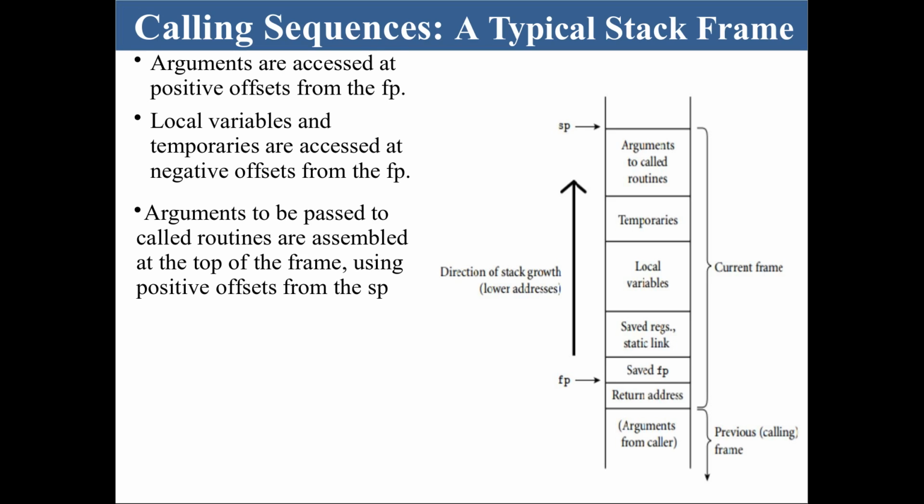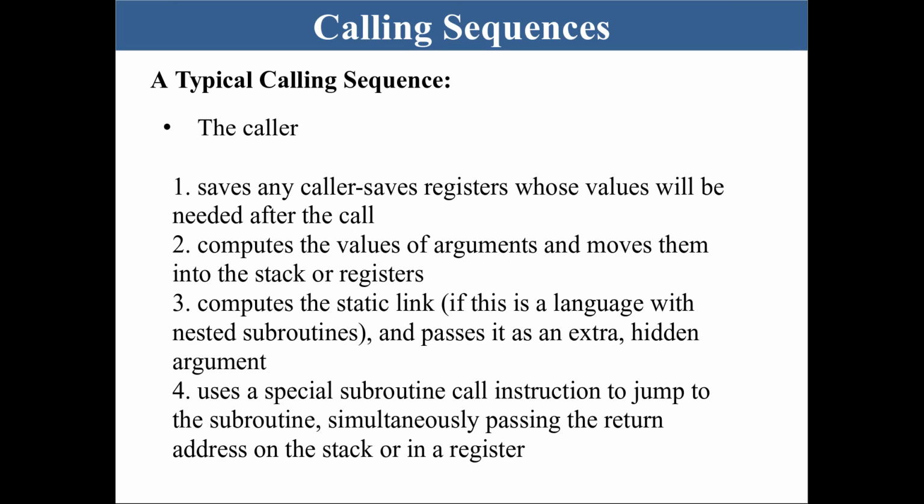The arguments are accessed at positive offset from the frame pointer FP, and the local variables and temporaries are accessed at negative offset from FP, and the arguments to be passed to the called routines are assembled at the top of the frame using positive offset from the stack pointer. To maintain the stack layout, the calling sequence might operate as follows.